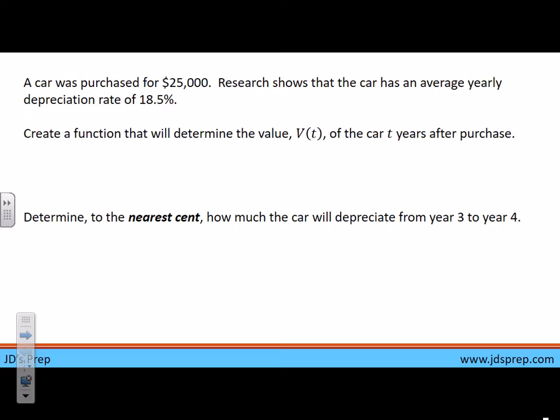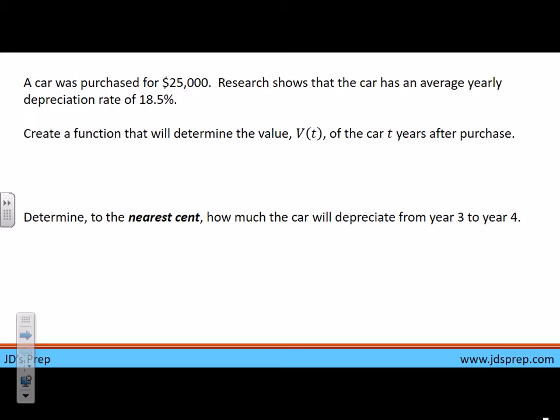In this problem, we're told that a car was purchased for $25,000. Research shows that the car has an average yearly depreciation rate of 18.5%, meaning that it loses 18.5% of its value every year on average. The first thing we want to do is create a function that will determine the value, v of t, of the car t years after purchase.